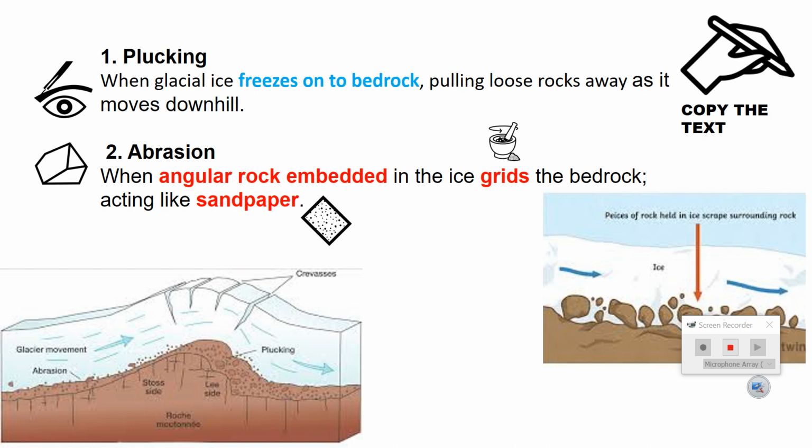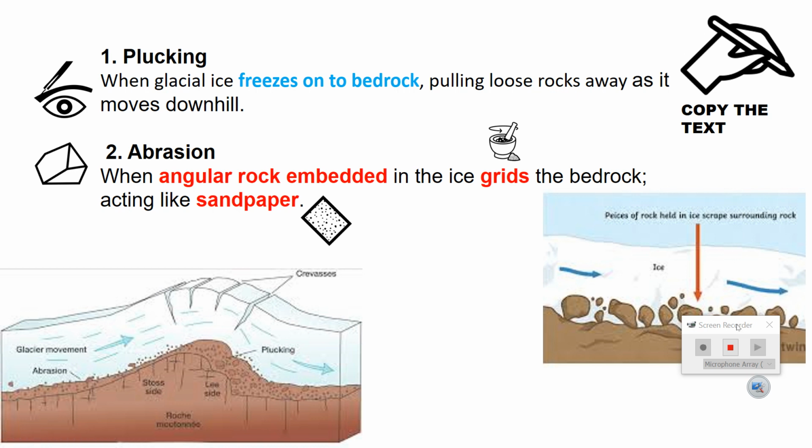It's that idea. So pulling the loose rocks away as the glacier continues to move downhill. And abrasion, also known as corrasion in the rivers unit, just abrasion here, is when the angular rocks embedded in the glacier grind the bedrock down, acting like sandpaper. And I've got a picture of a pestle and mortar there. It's that grinding action, like sandpaper.